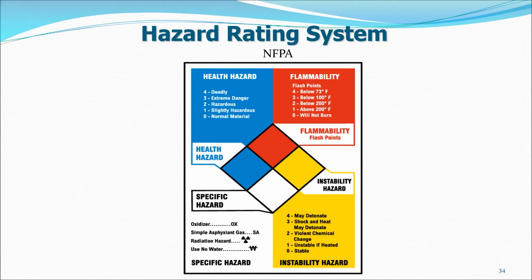The diamond is broken up into 4 smaller diamonds, each with a different color that represents a different type of hazard. White indicates the specific hazard. Except for the white diamond, there is a number from 0 to 4 within each diamond that corresponds to the level of danger a chemical possesses. The higher the number, the more danger it presents, 0 being the least and 4 being the most.